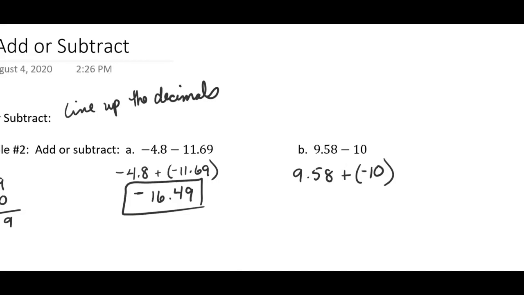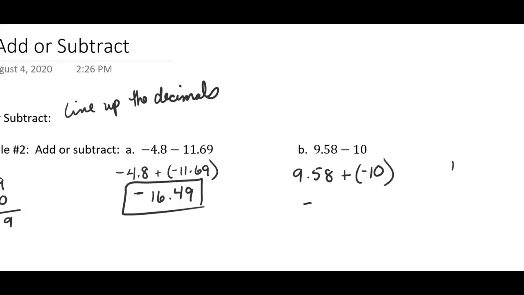You could think of this problem in the same way as the last one. You could think of it in terms of money. I have $9.58, but I'm taking out $10. So I took out more than I had. My answer is going to be negative. I could put a little negative sign here to remind me of that. But I really need to know, well, what's the difference? What's the difference between 9.58 and 10?